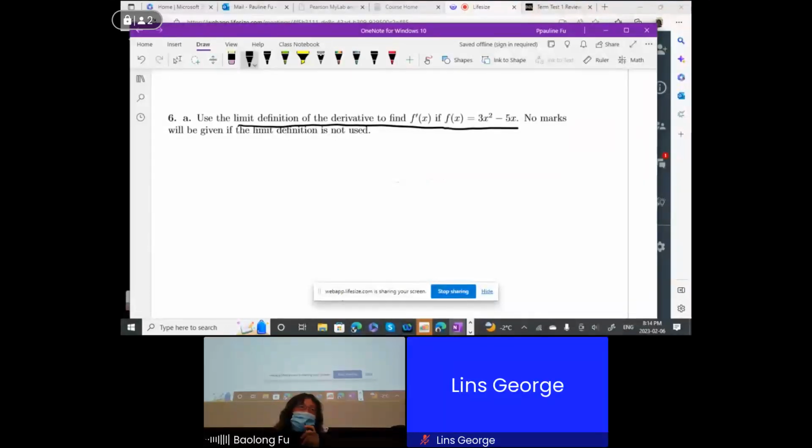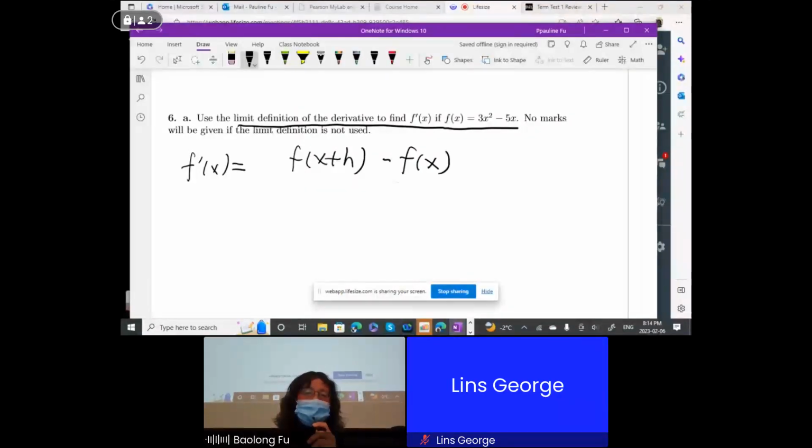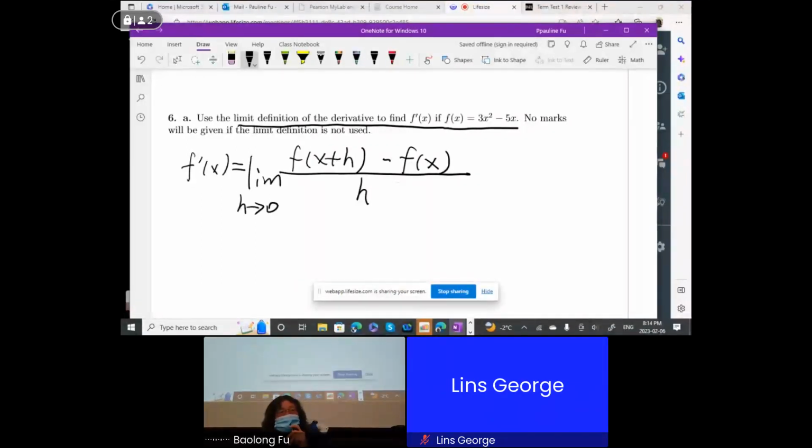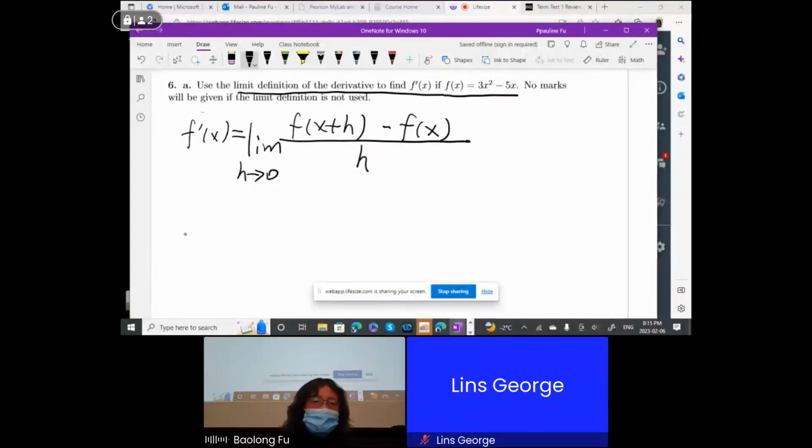And remember, we need 4 steps. Okay? So to find the derivative of f(x), step 1, you need to find f(x plus h). Step 2, minus f(x). Step 3, divided by h. Step 4, take the limit as h goes to 0. This is the definition of a derivative. And each time you have to write down the limit, h goes to 0.